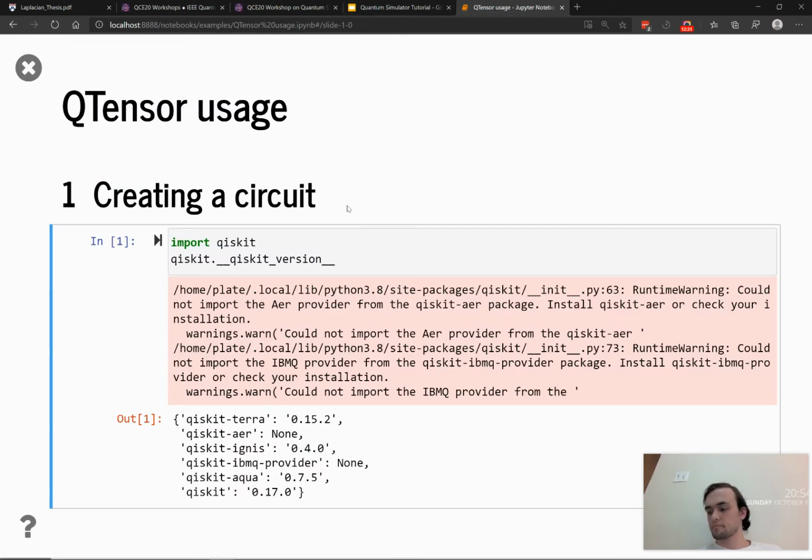Okay, so that's it for the theoretical introduction. Let me show you how to use our simulator. It is called QTensor. On this slide, I first start with importing Qiskit and printing the Qiskit version, so you know which Qiskit version to use. And beware that in later versions of Qiskit, they broke something with their QAOA, and the energies are not correct. So I recommend using these versions.